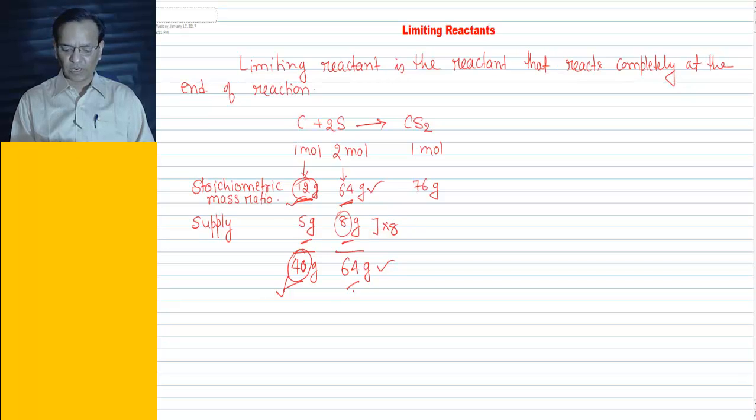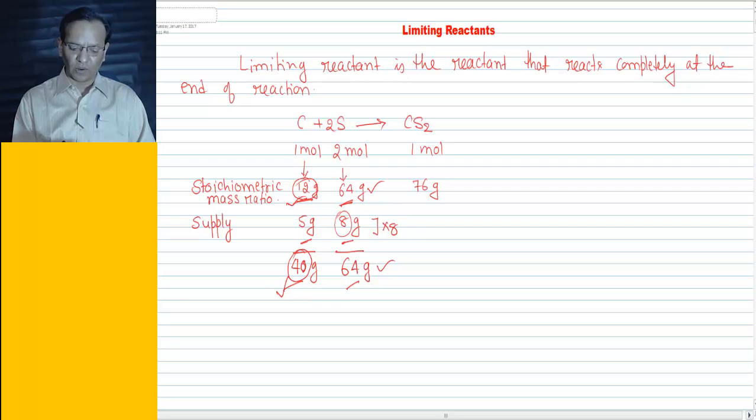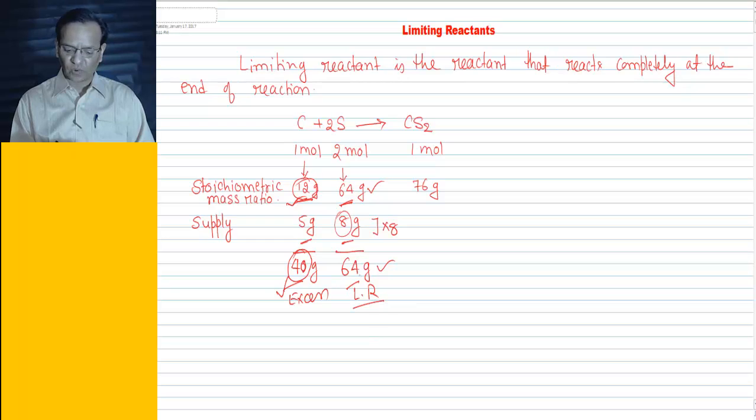So with 64 of sulfur, we have been supplied 40 of carbon and we require only 12. So this is in excess and sulfur is the limiting reactant, since 64 of this will react with 12 and the remaining 28 will be left unreacted.